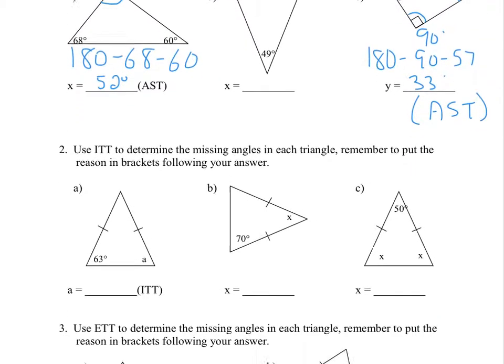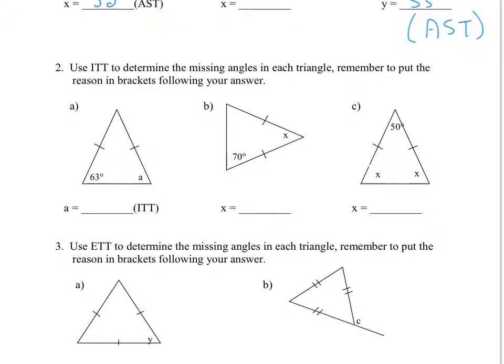In question 2, I have to use ITT, the isosceles triangle theorem, that says that the two angles across from the equal sides are equal to each other. So in 2A, I know that these bottom two angles are equal to each other. So that means angle A is 63 degrees. And the reason is ITT.